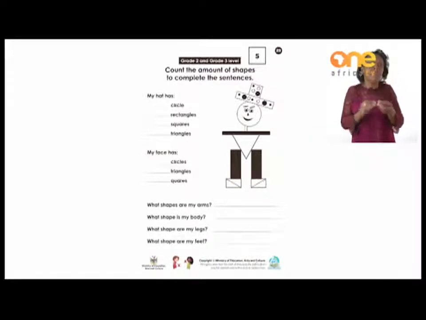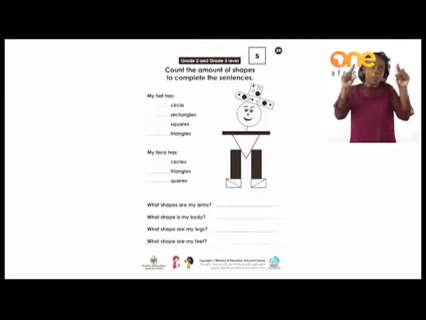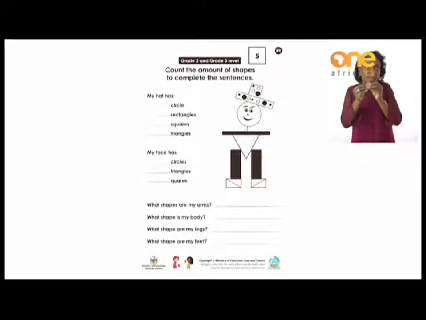And the rectangles, how many rectangles? Do you still remember what a rectangle is? Do you still remember how it looks? Okay, so identify it and count how many there are, and then fill it in on the line. How many squares? You remember the square? How does it look? Please count them and put them. And the triangles as well. On my face, how many circles, how many triangles, and how many squares are there?